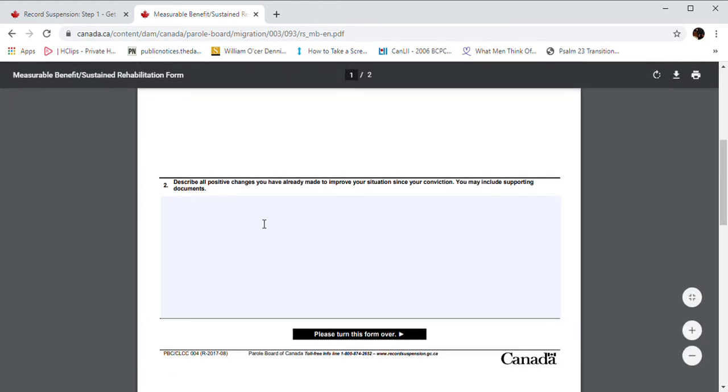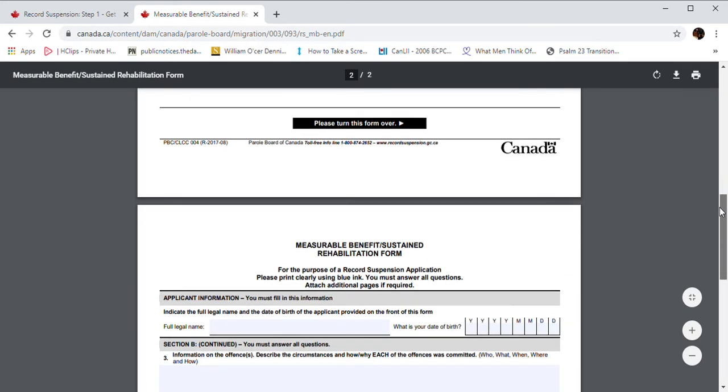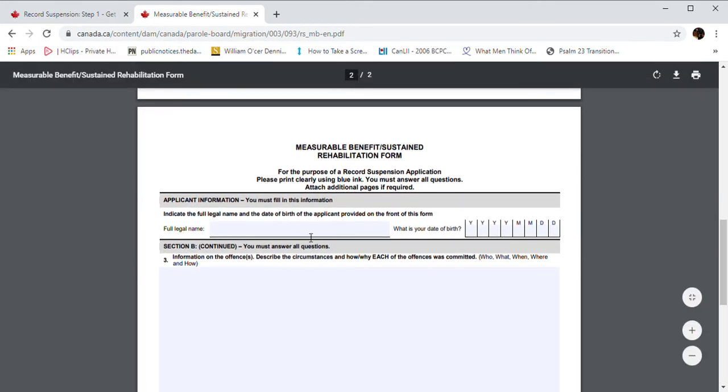Describe all positive changes you've already made to improve your situation since your conviction. You may include supporting documents. So, just to let you guys know, yes, you can type on this screen as well. And then when you're done, you can print this screen. Name again, Ken Scott. Date of birth.